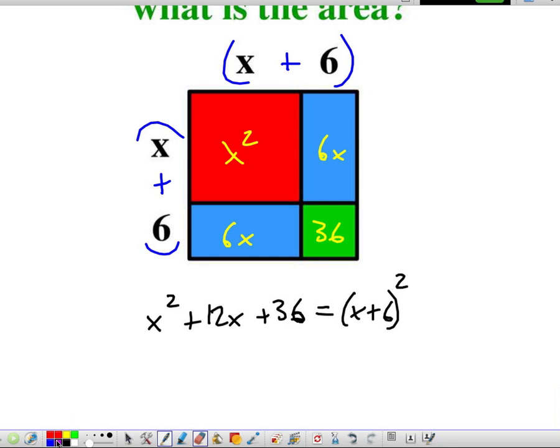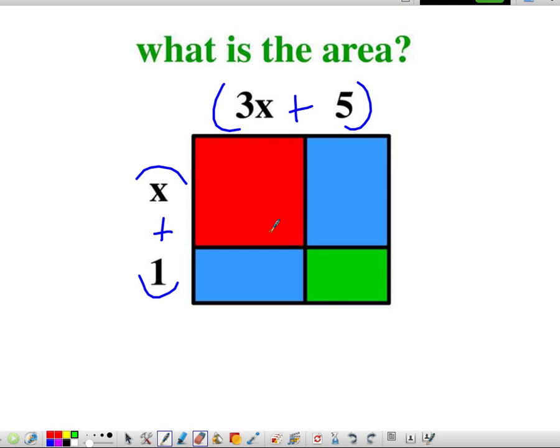Now, something very important about looking at this diagram here: notice that the blue areas individually are exactly equal to each other. 6x, this is 6x, and this is also 6x. Why are they equal to each other? Why are they exactly the same?